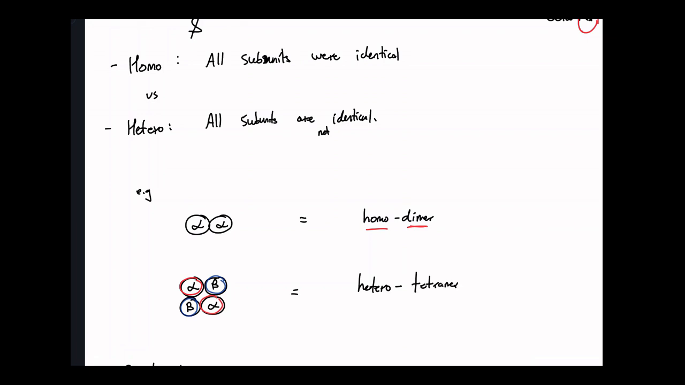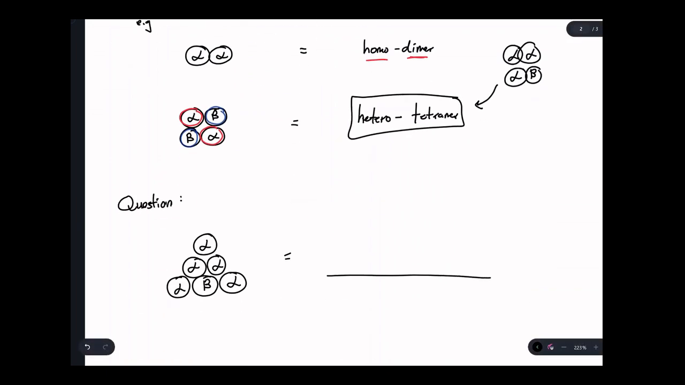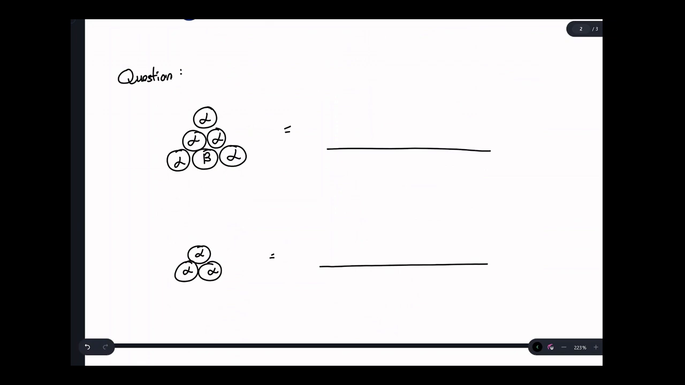So note, for example, I could have something like alpha, alpha, alpha, beta. This would also be called a heterotetramer. At least as far as this course goes, there's no naming distinction between these two, even though they are different. Here we have 3 alpha, 1 beta. Here we have 2 alpha, 2 beta. In both cases, not all of the subunits are identical, so it's hetero, and there are 4 total subunits, so it is a heterotetramer. Feel free to pause the video and work through these 2 practice problems.